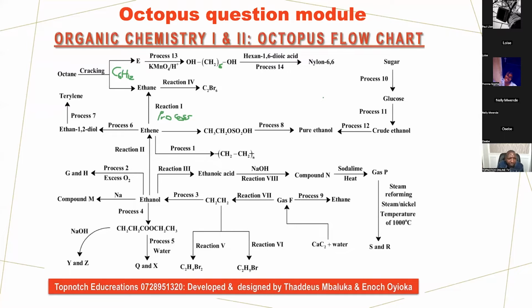Continue. We have process 6. We're having ethene being converted to a 1,2-diol. What do you call that one? Oxidation.